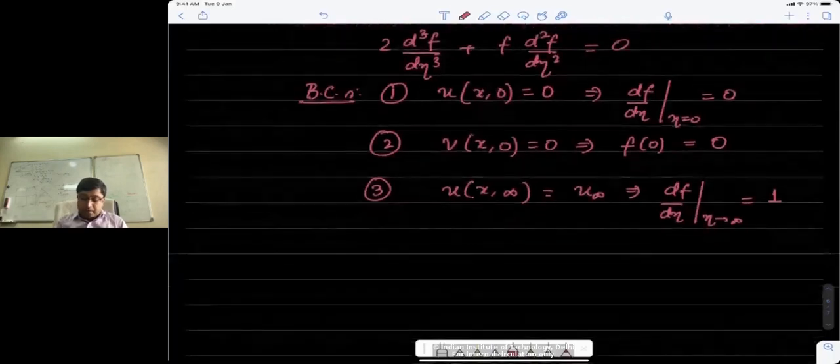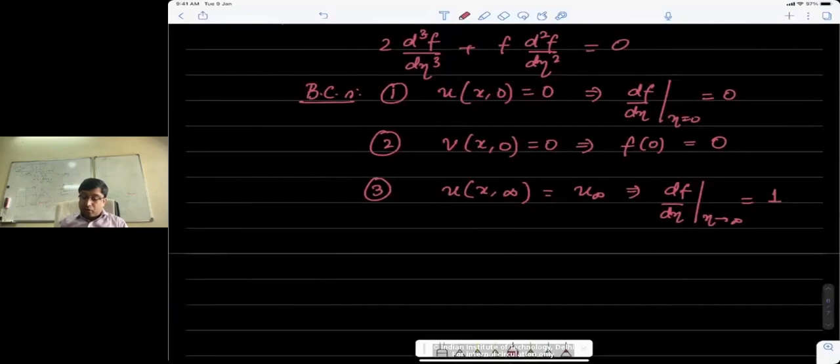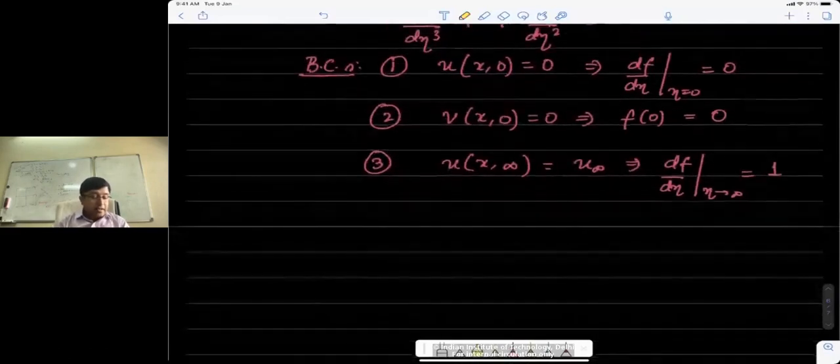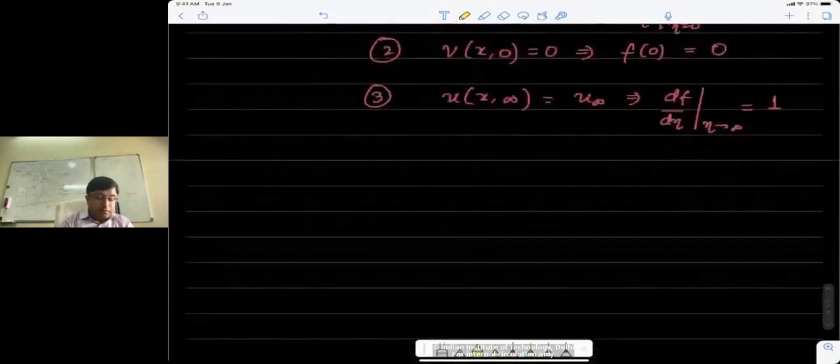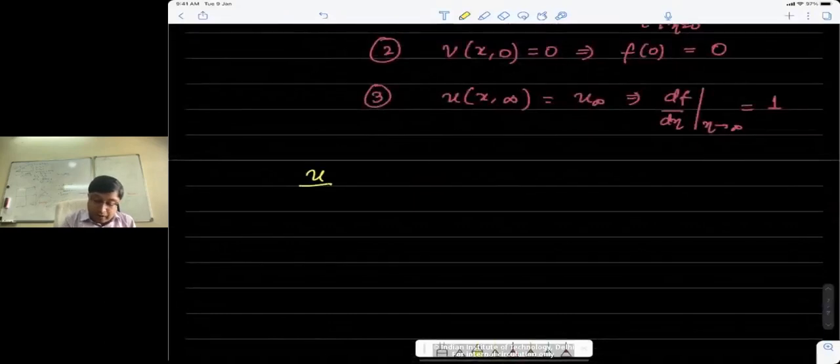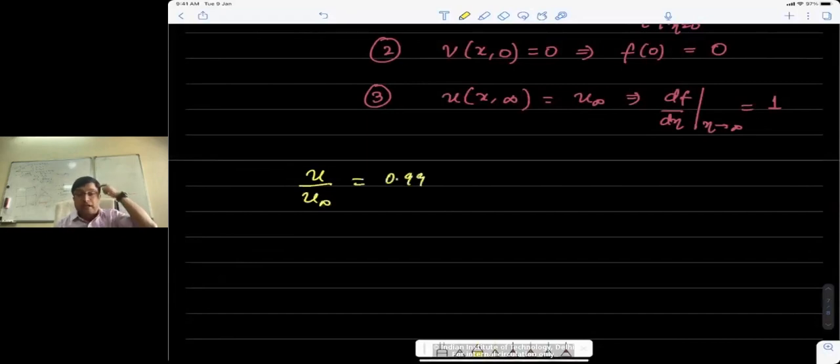In fact, as I keep saying, if you end up pursuing a master's or a PhD in fluid mechanics, you will actually have to solve this at some point on your own, numerically. So we have all done this. What you would typically get by numerical integration, when you solve this equation, is that the value of y at which u by u infinity becomes 0.99, which corresponds to y equal to delta, typically happens at eta of about 5.